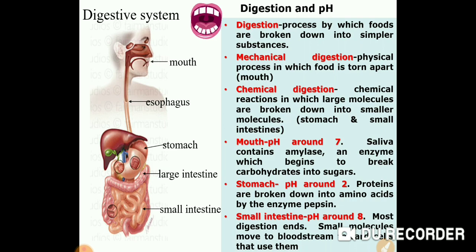Then the small intestine pH is around 8. Most digestion ends in the small intestine. The digestion process is completed here, and the small molecules move into the bloodstream towards the cells that use them. So you can see that in digestion the pH is very important. At this particular pH range the digestion takes place.